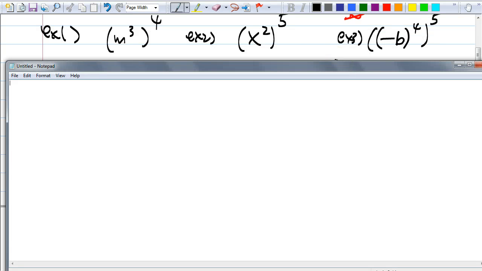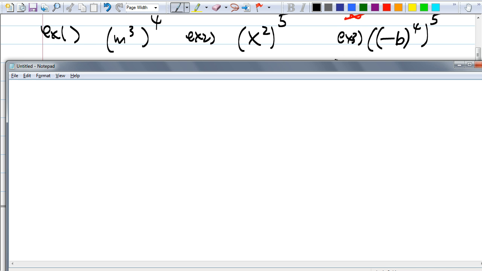So here's example 1, 2, and 3 actually. The first one says m to the third to the fourth power. Example 2, x to the second to the fifth. And the other one, negative b in parentheses to the fourth, and then the whole thing is raised to the fifth power. Go ahead, see what you get. Okay, I'll wait. And of course, you could work as a group.